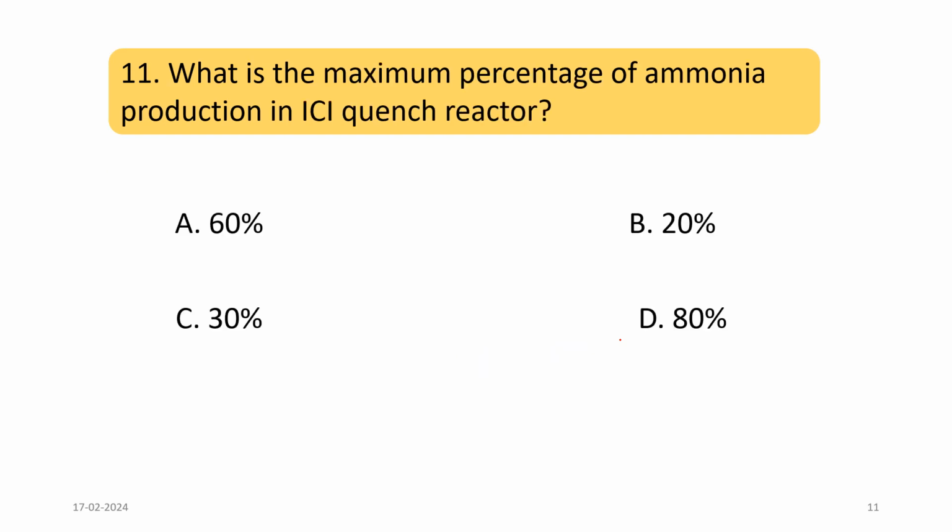Next question is, what is the maximum percentage of ammonia production in the ICI quench reactor?